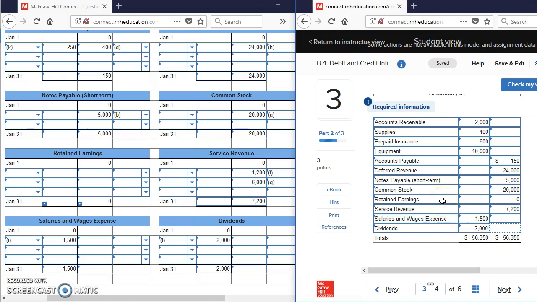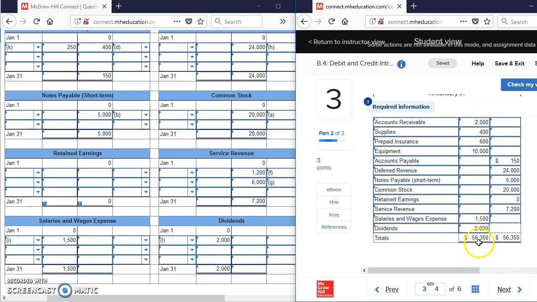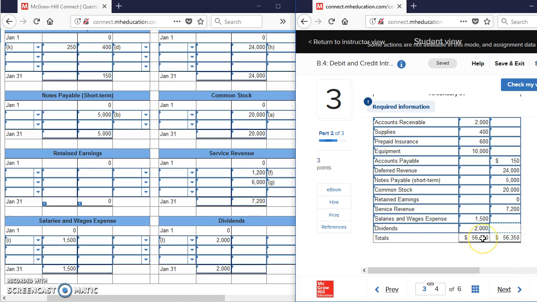When they do all these journal entries and then post them into the T accounts, what you do is get all those ending T account balances and put them all together here. And basically what we did is we added up all the debit amounts and ended up with $56,350. We added up all the credit amounts and ended up with that same amount. And that gives us a pretty good idea that we're probably right.